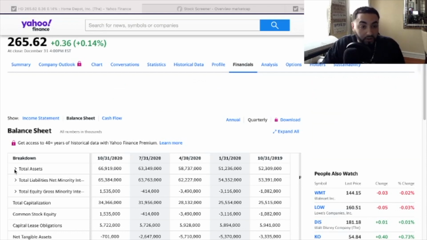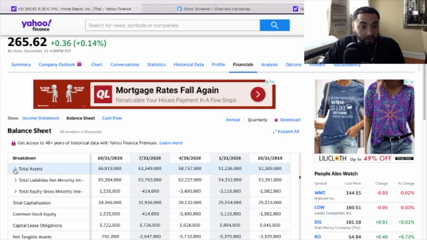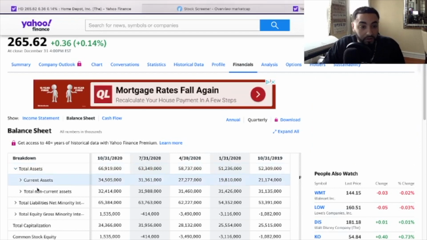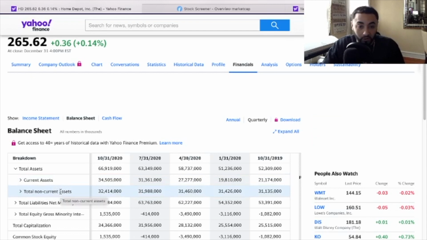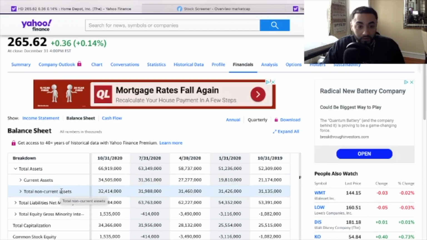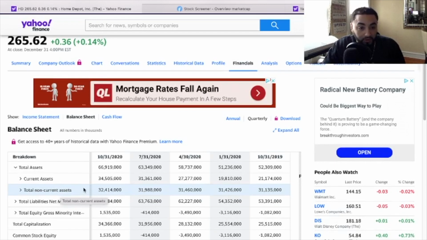All right, so if we dig into total assets, you see there's two kinds of assets: current assets and non-current assets. Current assets can be liquidated, which means can be sold within 12 months. That's usually cash and inventory, and then non-current assets is anything that takes over 12 months to sell. Usually equipment, real estate, buildings, land, etc.